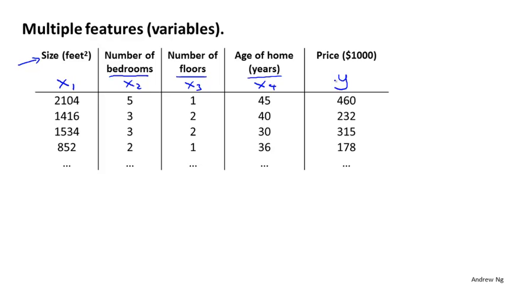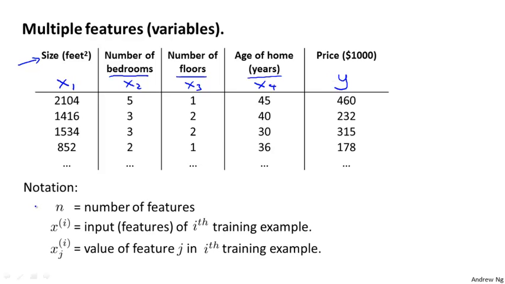Now that we have 4 features, I'm going to use lowercase n to denote the number of features. So in this example, we have n equals 4 because we have 1, 2, 3, 4 features, and n is different from our earlier notation where we were using m to denote the number of examples. So if you have 47 rows, m is the number of rows in this table, or the number of training examples. I'm also going to use x superscript i to denote the input features of the ith training example.